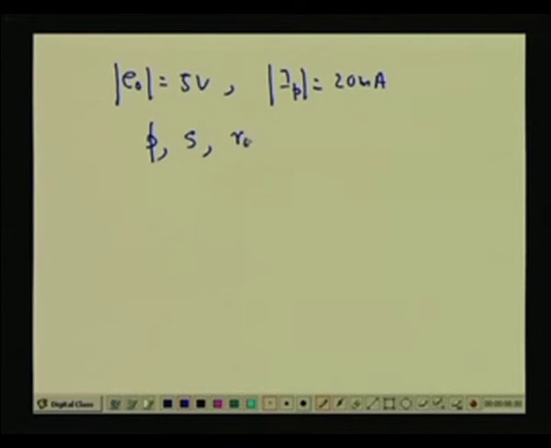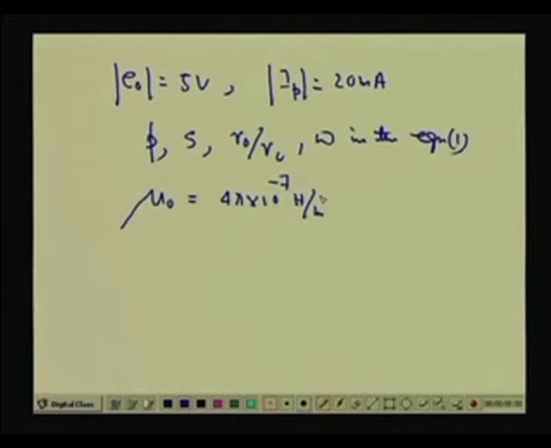Now, from equation 1, when mod of E naught equals 5 volt and IP equals 20 milliampere, putting the values of P, S, RO by Ri and omega in equation 1, and noting that the maximum EMF is induced at the maximum distance from the null position, we find that, taking the permeability of free space mu naught as 4 pi into 10 to the power minus 7 Henry per meter.